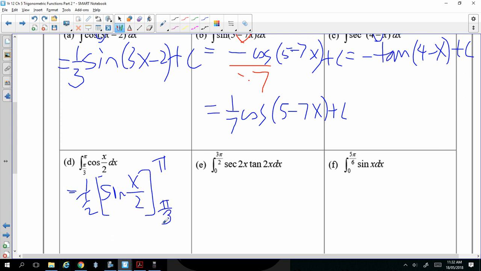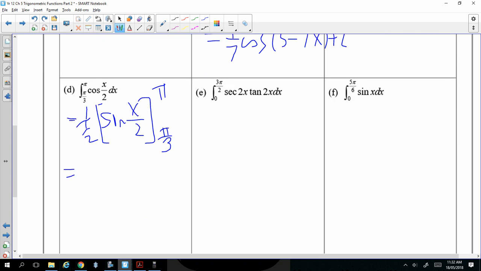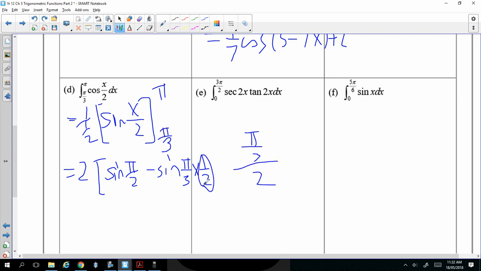And then 1/2 becomes 2, so put a 2 in front and start substituting: sine of pi over 2, substituting pi into x. Then you do minus, substituting pi over 3 into x over 2. How do I do that? You just do pi over 3 multiplied by half, rather than pi over 3 over 2, because that's confusing. So write this times by half. If you simplify that, that will just be 2 times sine pi over 2 minus sine pi over 6.